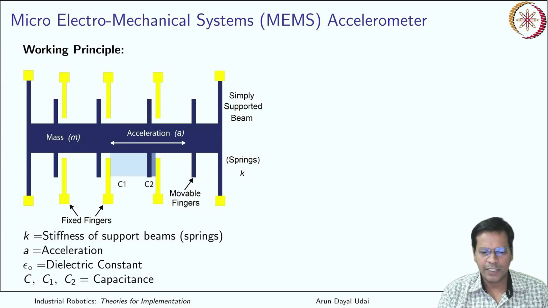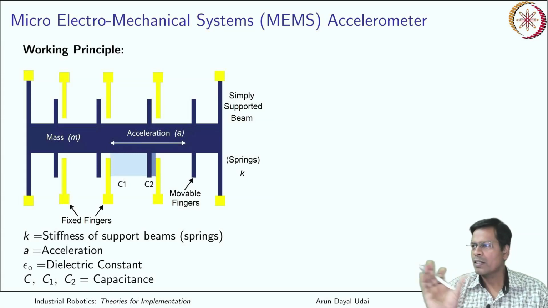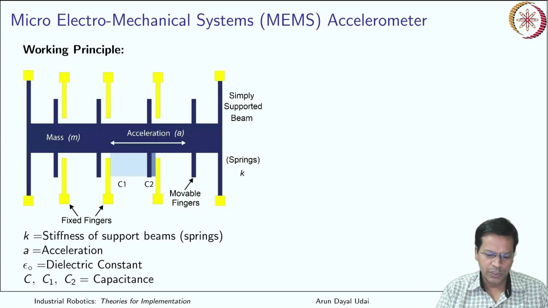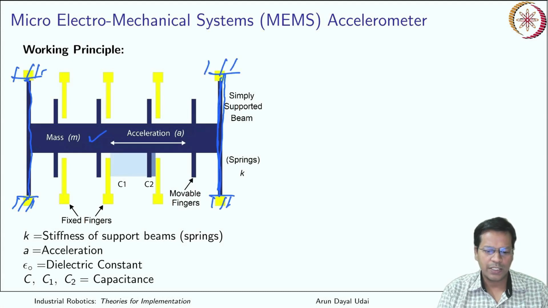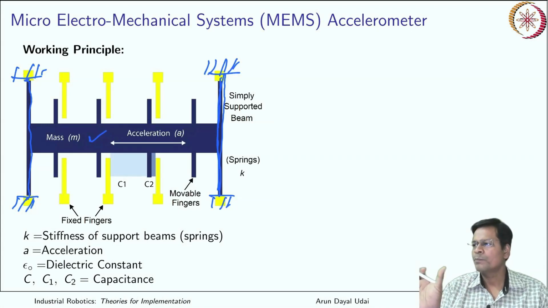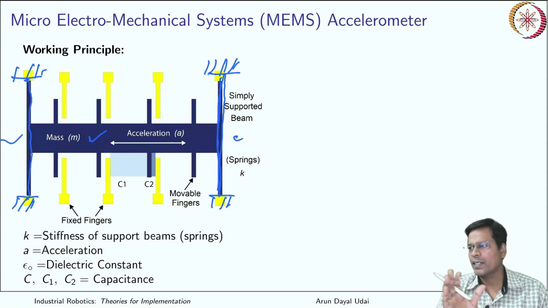You have a suspended mass, blue in color over here, which is floating in free space where it can move and oscillate, and it is supported by a beam like structure over here. Okay, so this is the beam on which the whole mass is hanging. There are two beams which are fixed here, and two beams which are fixed here. I hope you can understand the structure: a mass suspended like a simply supported beam at two ends, and it can oscillate.